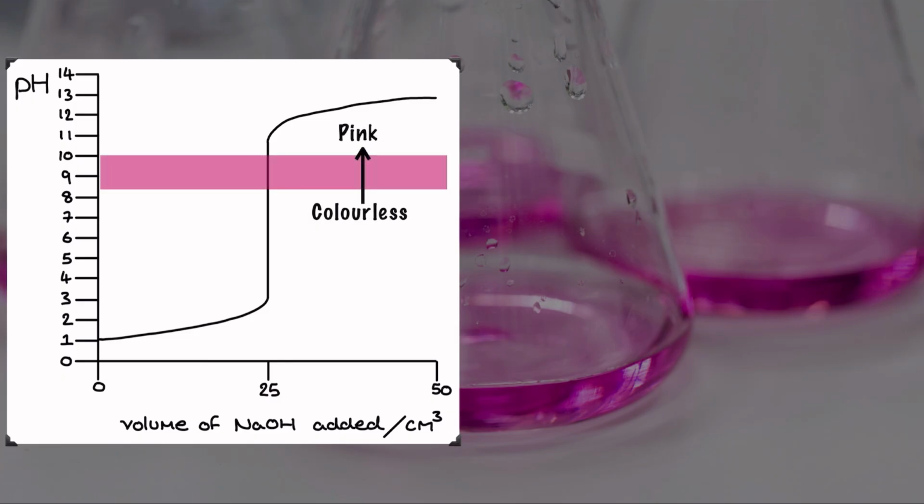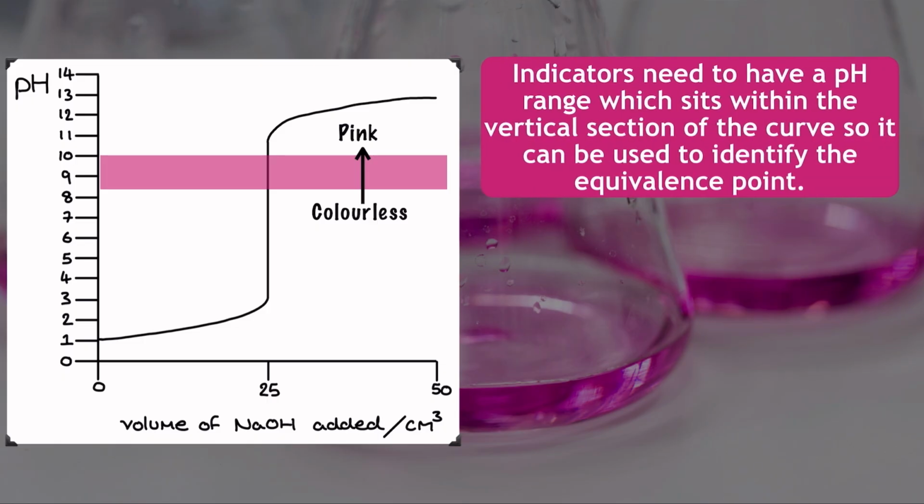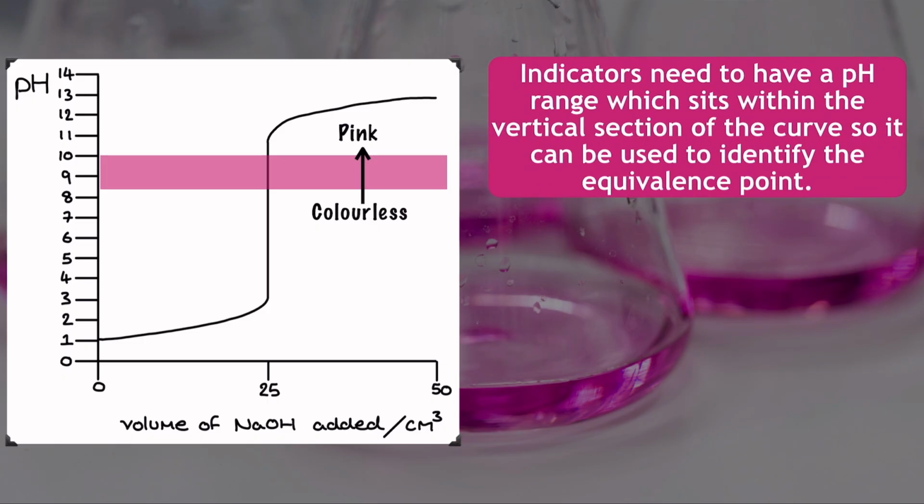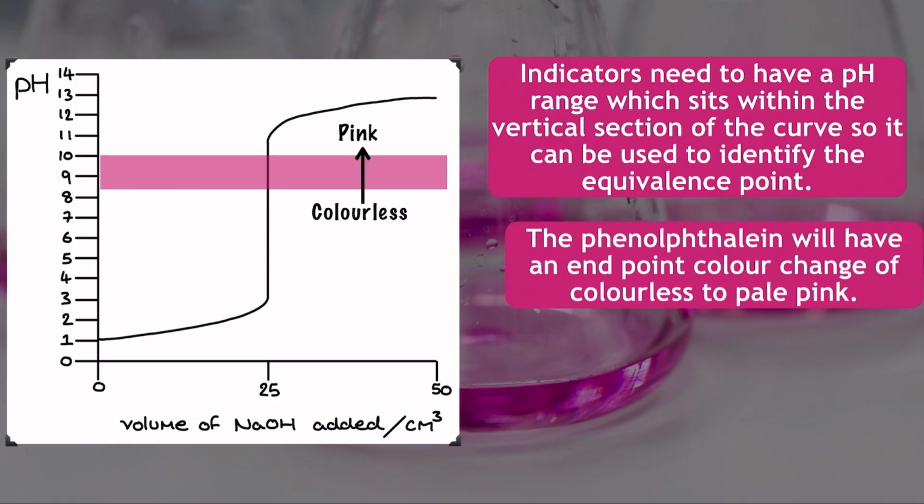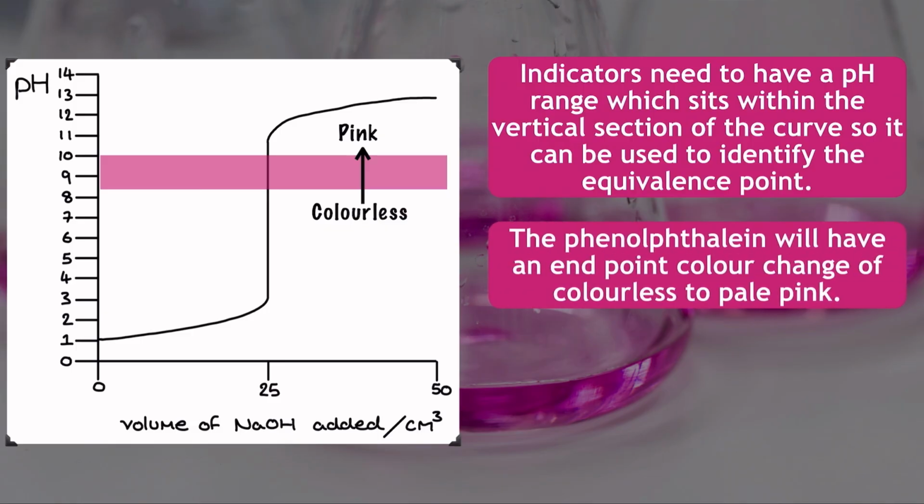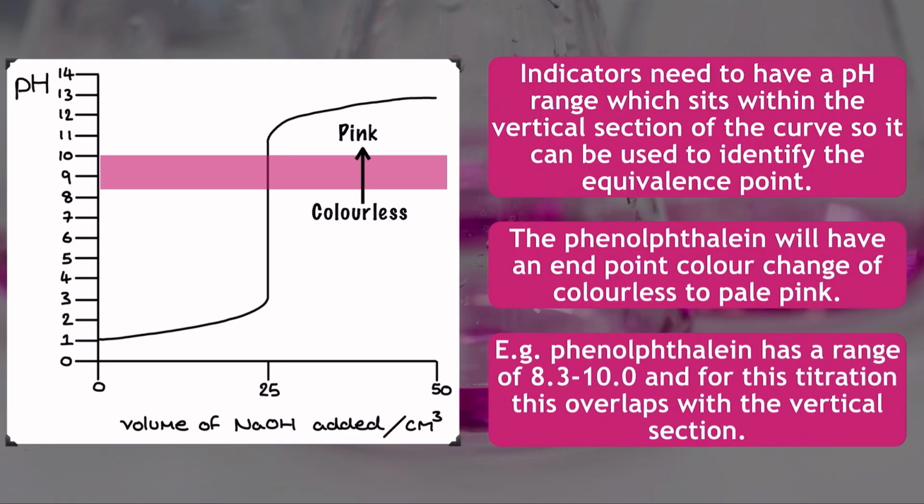What other significance have we got about this vertical section of the curve? Well, we need this vertical section of the curve to help us choose a suitable indicator for the titration. The indicators need to have a pH range which sits within the vertical section of the curve so it can be used to identify the equivalence point. Phenolphthalein has got a pH range of about 8.3 to 10. Now that range sits perfectly inside the vertical section of this curve, and so that makes phenolphthalein a suitable choice of indicator for the titration.